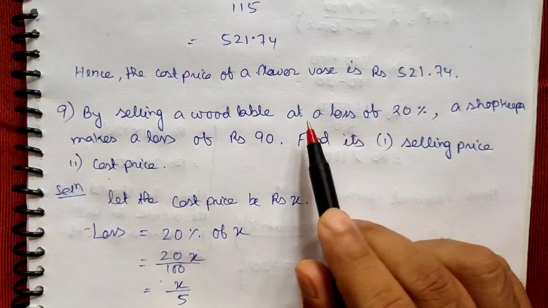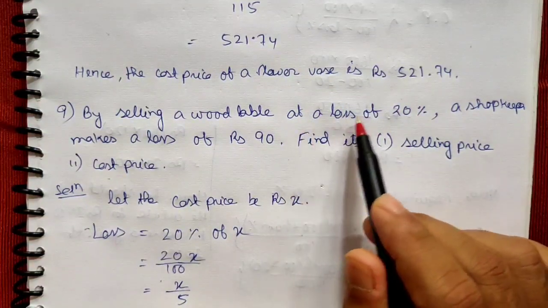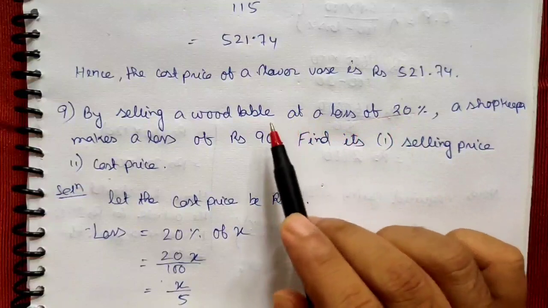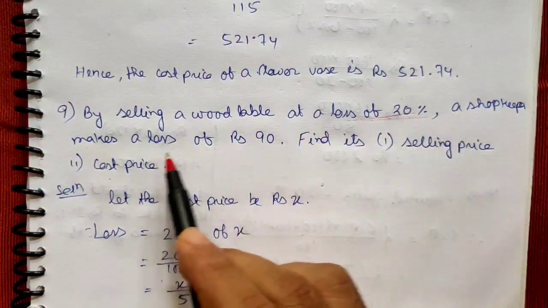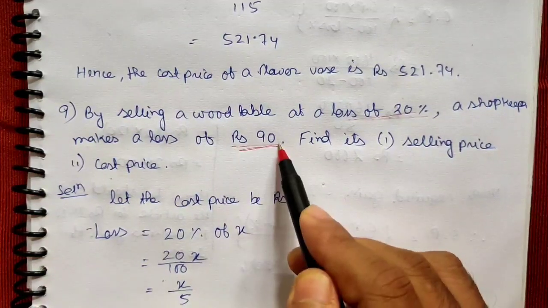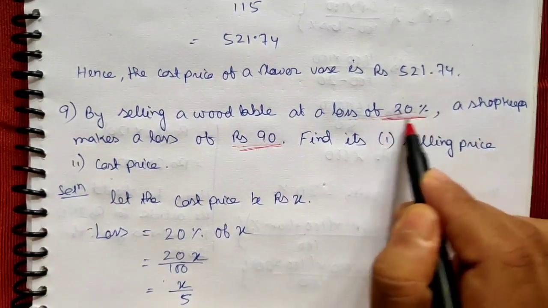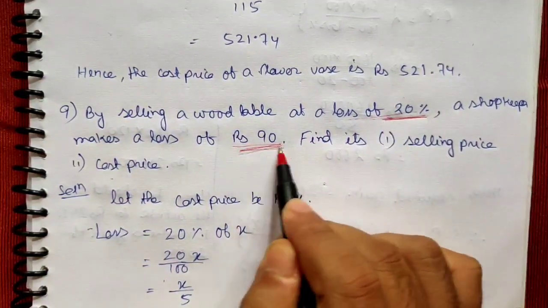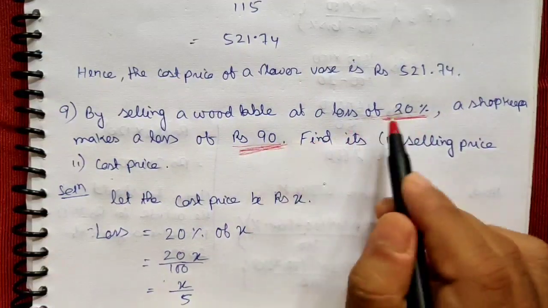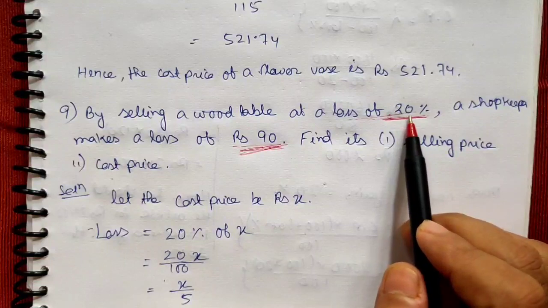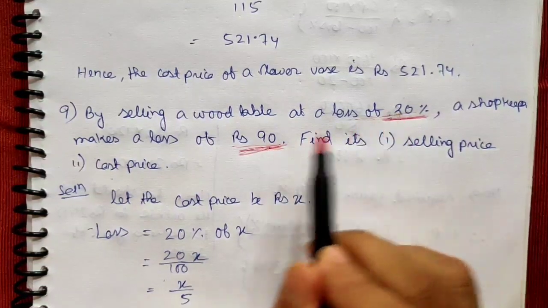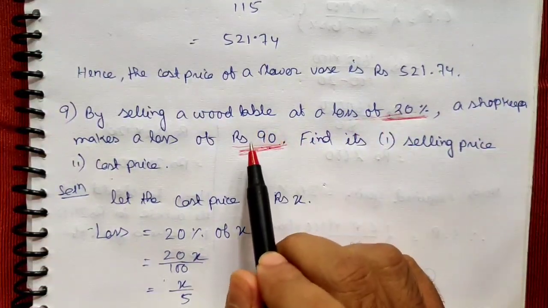that is, when a shopkeeper sold a wood table with a loss of 20%, he makes a loss of how much? Rupees 90. That is, this is in percentage and this is in amount. Okay, but these two things are the same. Suppose this will be 20% of x. Now this 20% of x will be what? 90 rupees, isn't it?